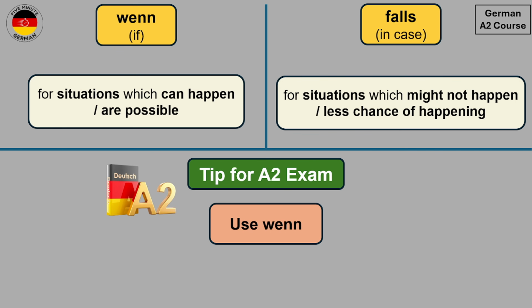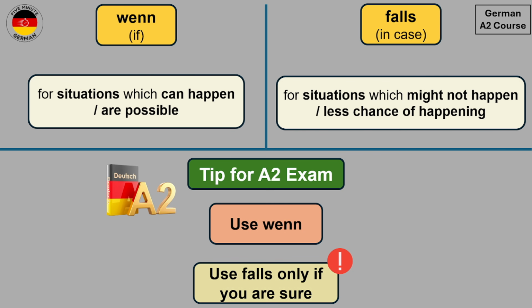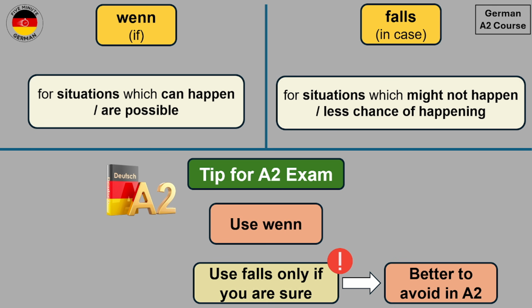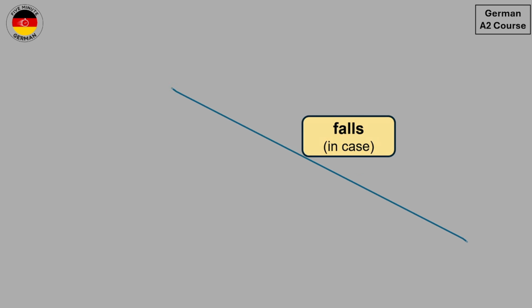And if you want, then use false only if you are 100% sure that it can be used. But it is better to avoid it in A2. You can or you should use it in the upper levels such as B1 or B2. But in A2, if you don't use false and only use when, that is good enough and you will get good marks. So this was false.